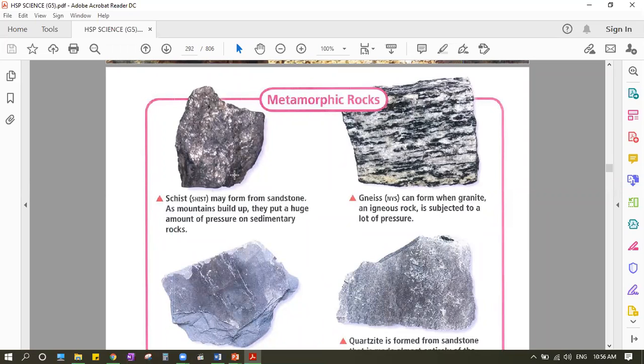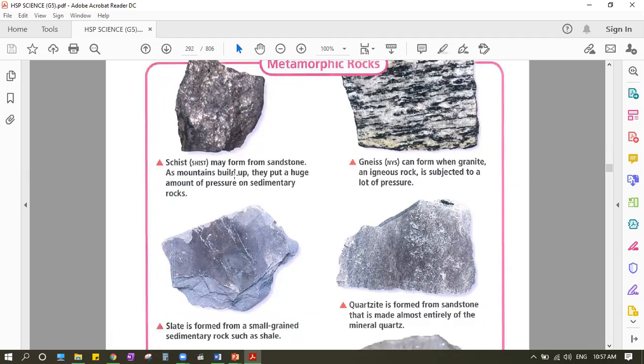Was it a sedimentary rock? No, actually, it's a granite. It turned into a metamorphic rock. So no, it wasn't actually sedimentary, but it looks like a sedimentary rock. It was actually an igneous rock, but with a lot of pressure it turns into those.